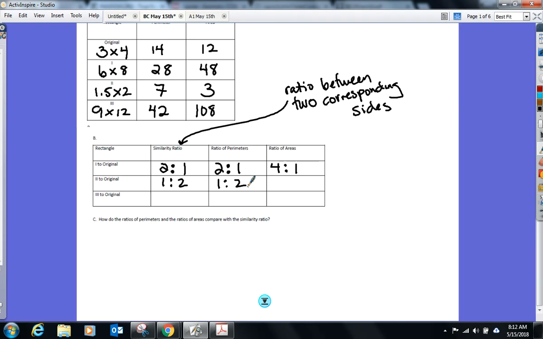And what about their areas? 3 to 12. 3 to 12. 3 to 12. 1 to 4. Yes, Jack.